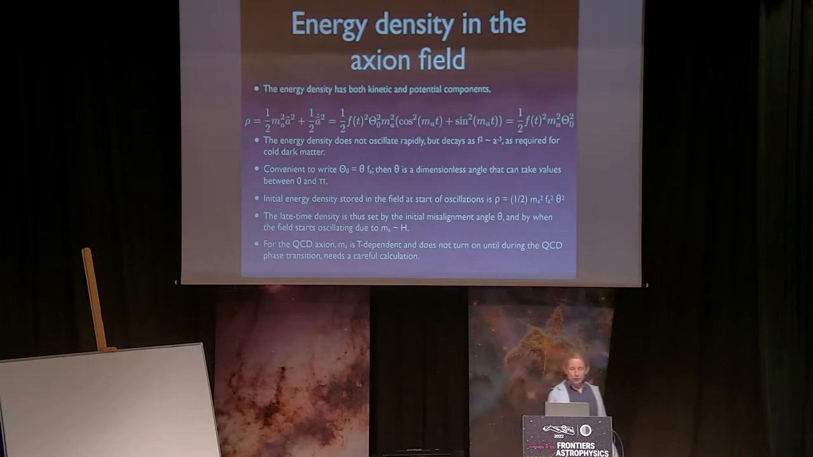Okay, so this is the circumstance in which a scalar field oscillating around the minimum of its potential in the late universe redshifts like cold dark matter.